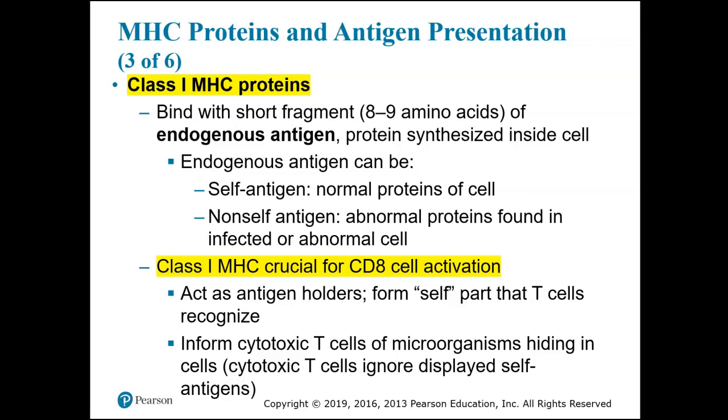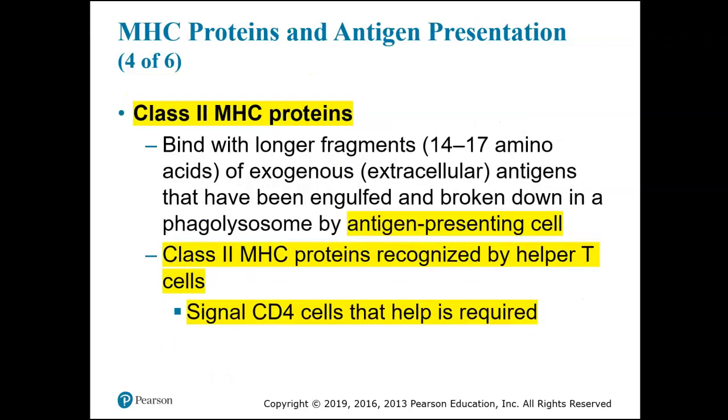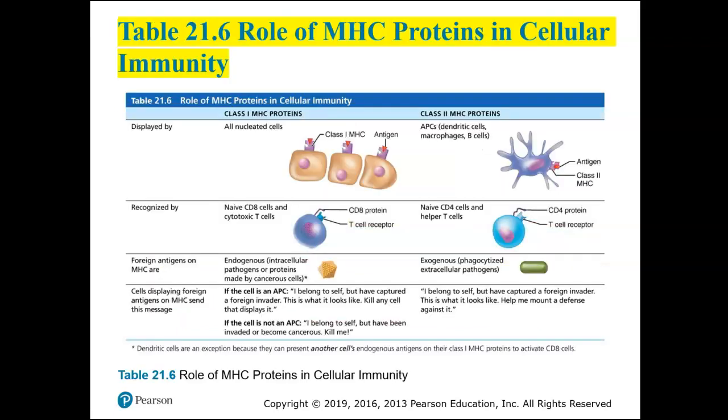So what do we need to remember so far about CD8 T cells? CD8 cells become cytotoxic T cells, and they're activated by class 1 MHC. And CD4 cells become helper T cells, and they're activated by class 2. This is just a table comparing and contrasting class 1 and class 2 MHC proteins. All cells have class 1, only APCs have class 2 MHC proteins.